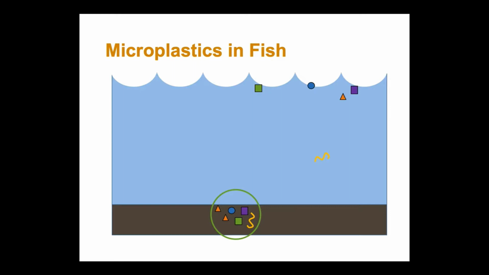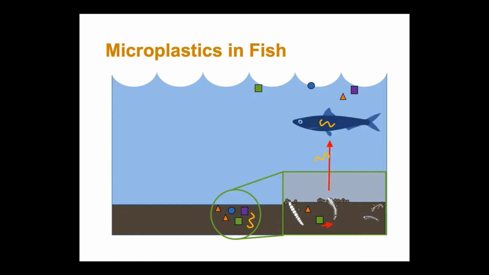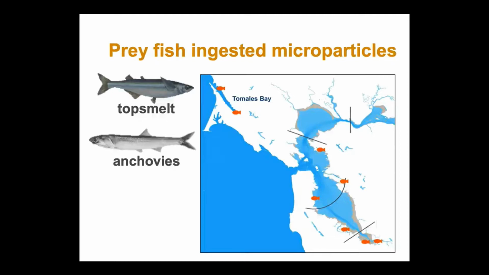So once these plastics are in the sediment, they can be a source to the food web, starting from small worms and other organisms that eat the sediment, which are in turn eaten by small fish, which are in turn eaten by bigger fish. And so in this study, we sampled prey fish throughout San Francisco Bay, and we collected both topsmelt and anchovies from both sites. These species are really important to the bay ecosystem because they are eaten by everything that's bigger, essentially, which is why they're called prey fish. We collected samples in Tamales Bay for comparison to San Francisco Bay.